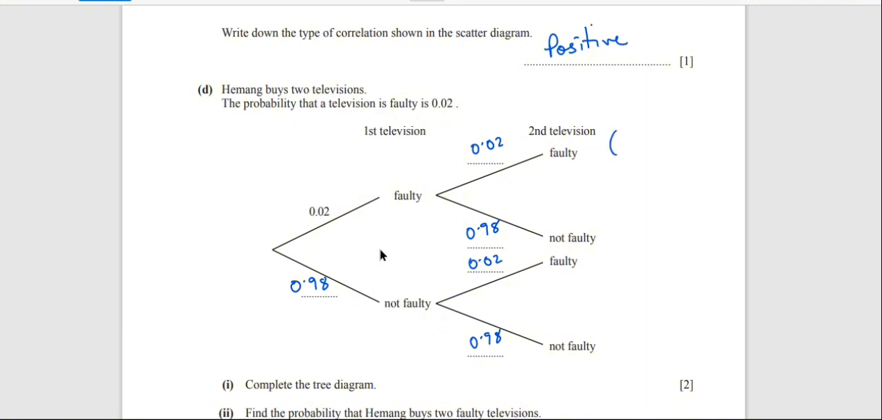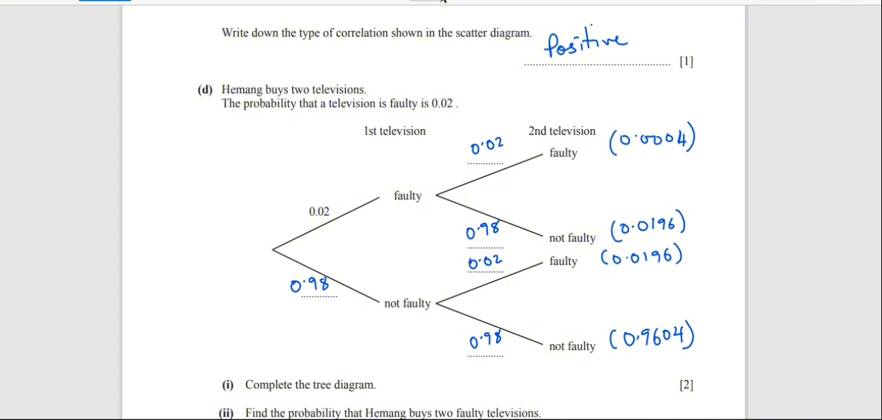So this one will give us 0.0004. The next one is 0.02 times 0.98, which will give us 0.0196. The same thing is going to be here, 0.0196. For this one, this is going to give us 0.9604. We actually have to write this because most times we might need it to solve our problem.